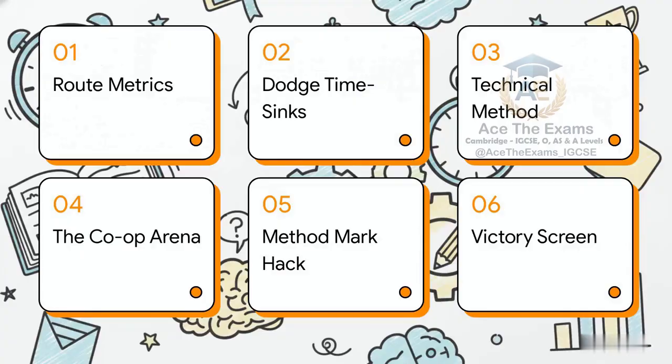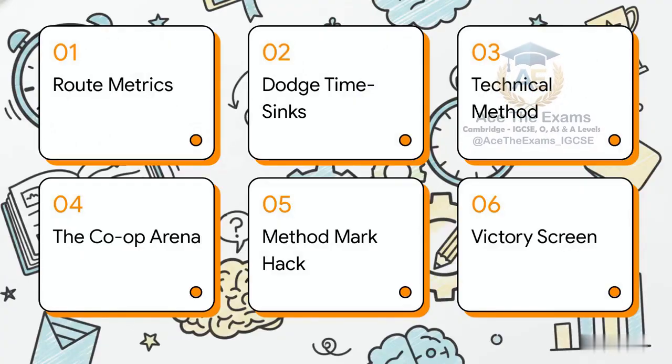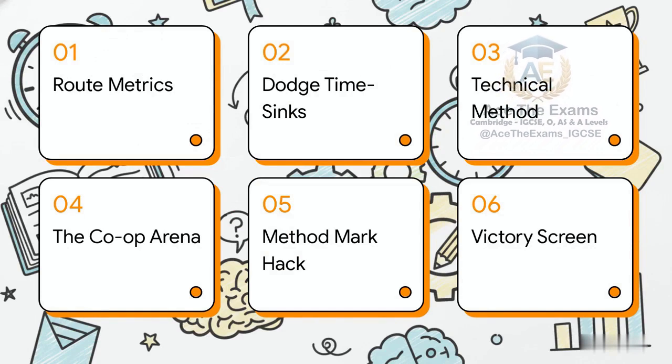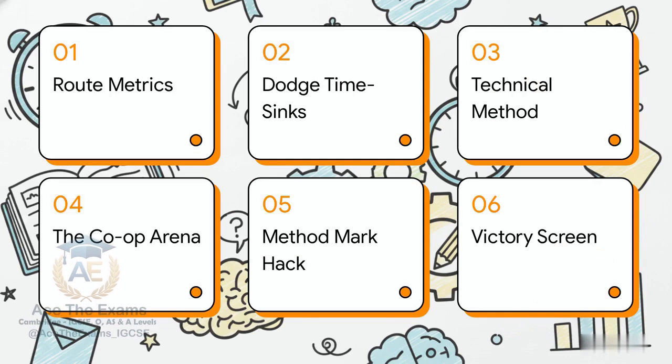All right, here are our active run splits and map layout for today's session. First, dissecting the route metrics. Second, dodging examiner time sinks. Third, technical methodology. Fourth, the co-op arena. Fifth, the method mark hack. And finally, we hit the victory screen.